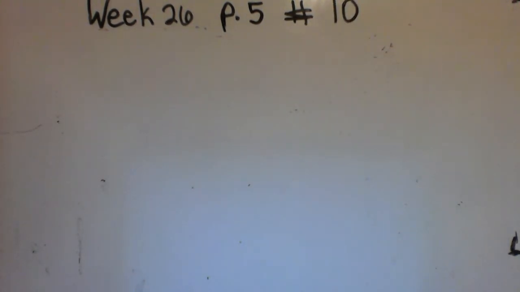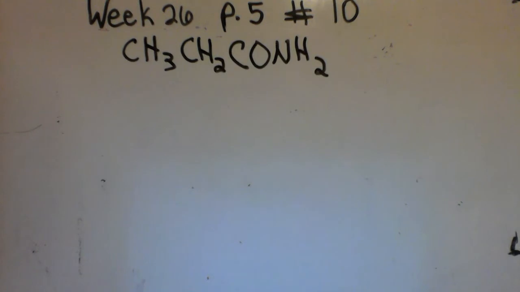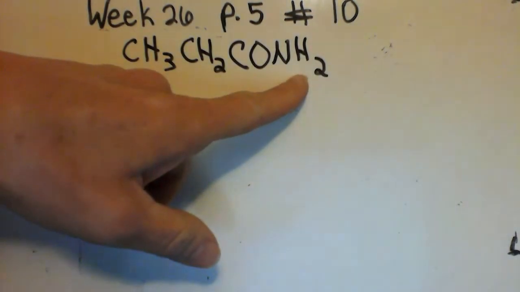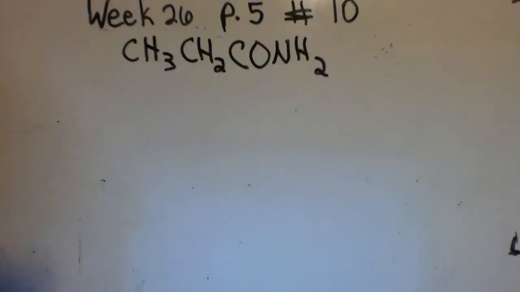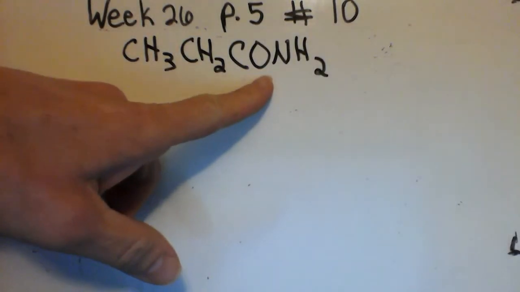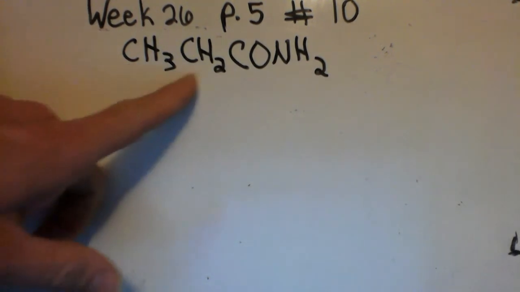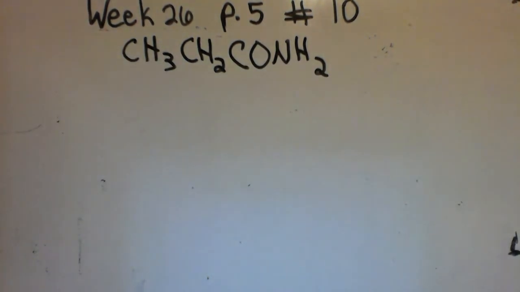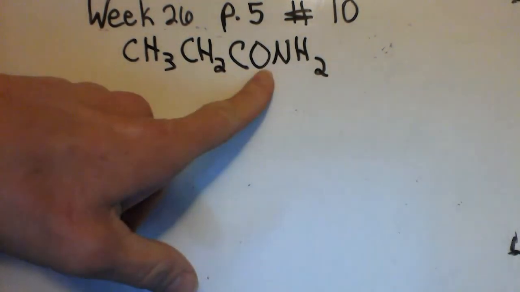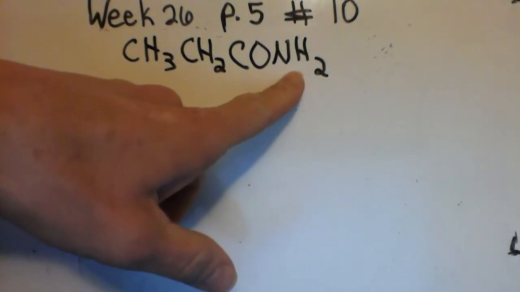Week 26, page 5, number 10. Name the compound. When we look at this compound, we see an amino group. We also see an oxygen. That tells us that it's not an amine, but an amide. We can see that there are 3 carbons and 1 oxygen, which is the carbonyl group, and an amino group.